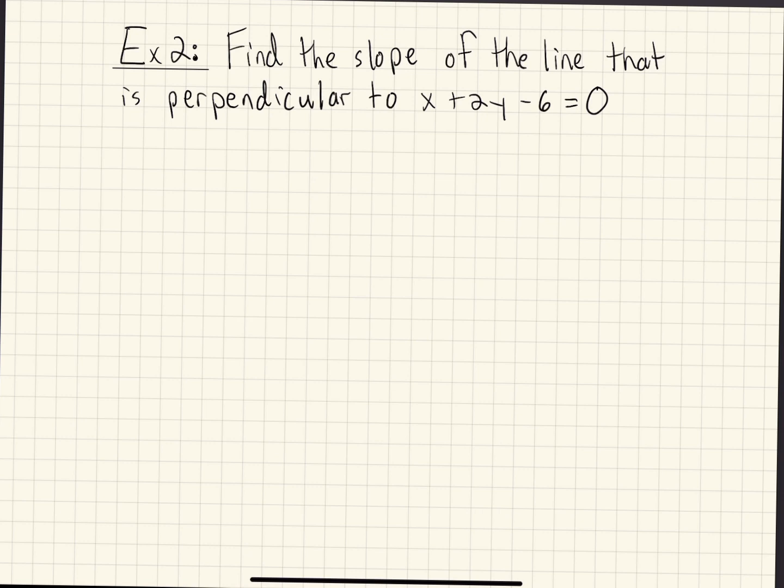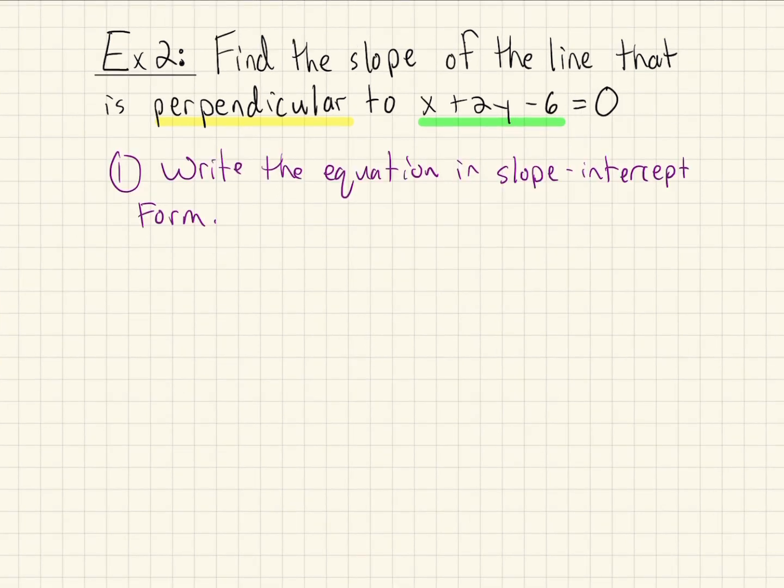So in this second example, we're going to find the slope of the line that is perpendicular to a line given here in the standard form, x plus 2y minus 6 equals 0. So the first thing we're going to do is convert this equation, which is in the standard form, into slope-intercept form, or y equals mx plus b. And so what we're really going to do is isolate, and I'm circling the y here, we're going to isolate for y.